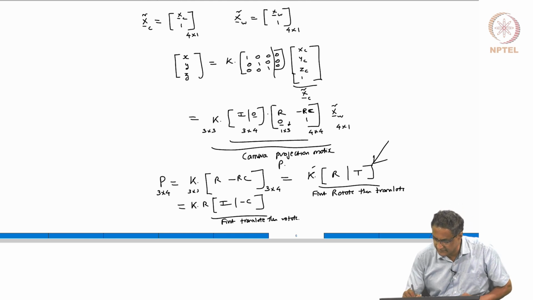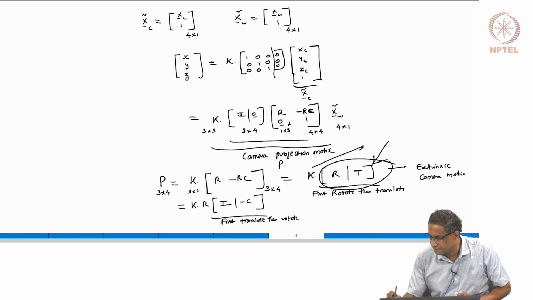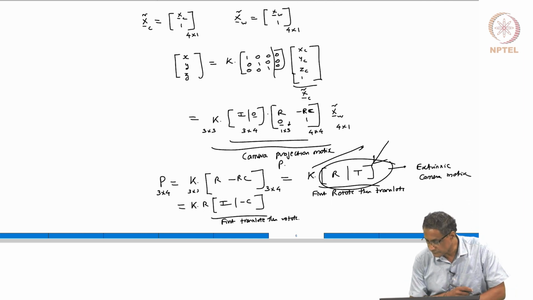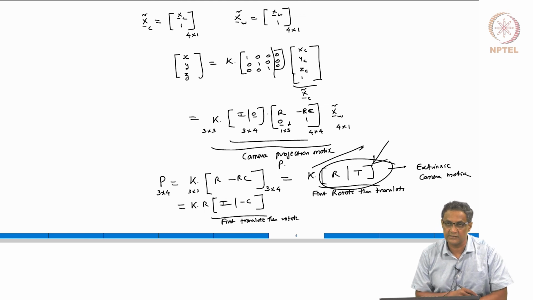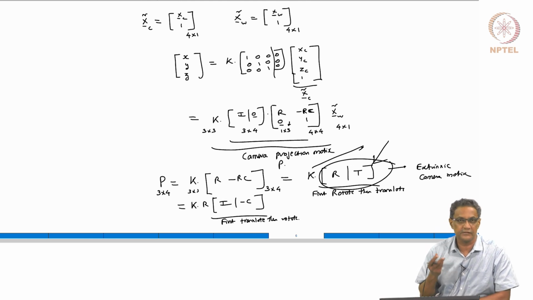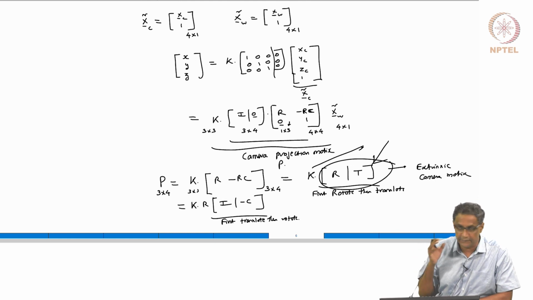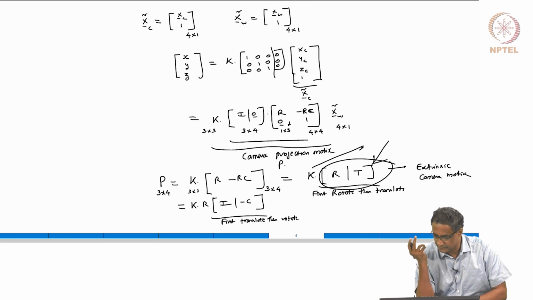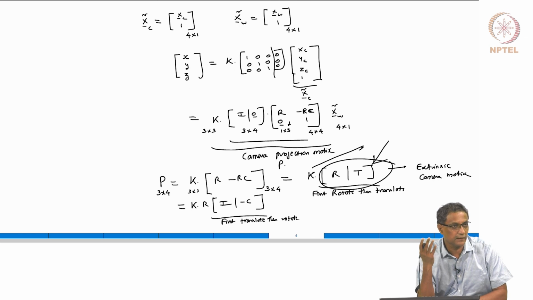So, it has the intrinsic camera matrix, which is K, and then this is your extrinsic camera matrix. It has only extrinsic parameters, no? So, how many unknowns does it have now? This extrinsic has 6, 3 rotations, 3 translations, all in 3D. And K has 5 unknowns. And how many elements does P have? Actually, it has 12, 3 cross 4, right?